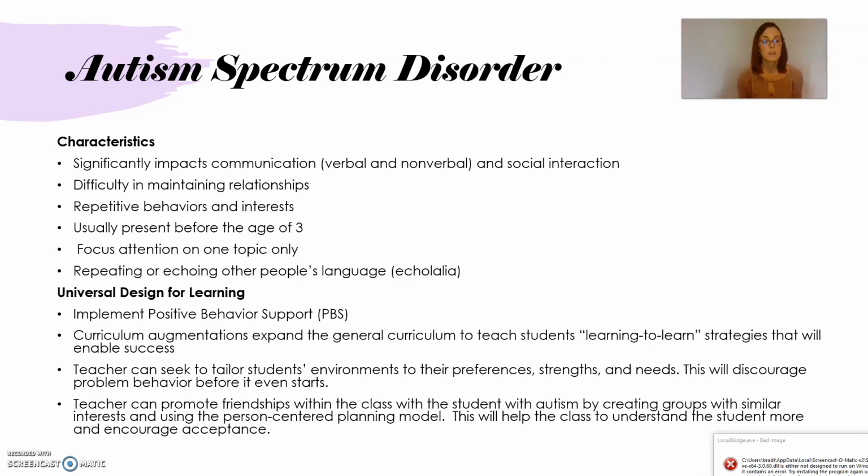Curriculum augmentations expand the general curriculum to teach students learning strategies that will enable success. Teachers can seek to tailor students' environments to their preferences, strengths, and needs. This will discourage problem behavior before it even starts. The teacher can get the whole class involved by pairing them up with the child with autism, and this will help the student be engaged with peers that have similar interests.